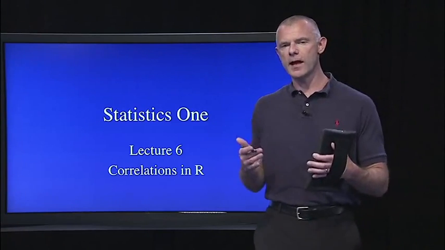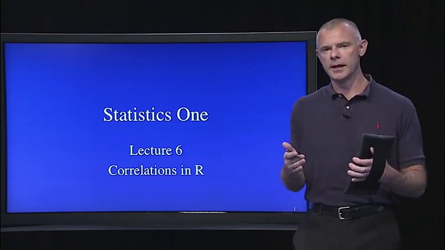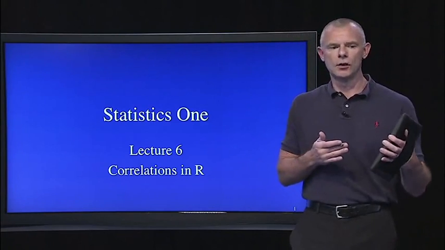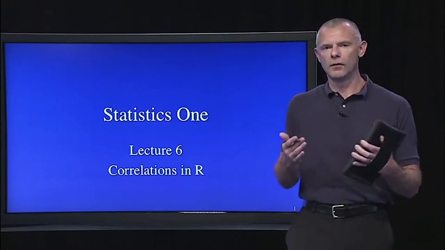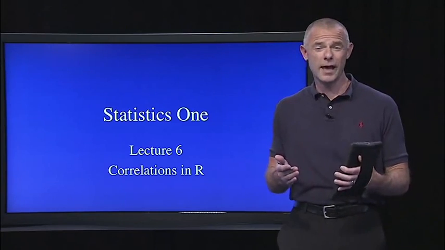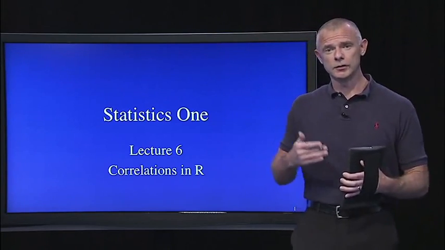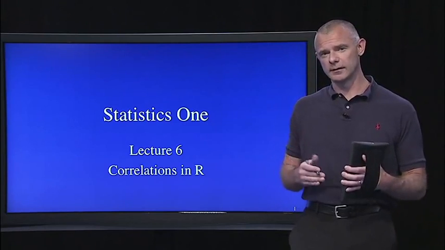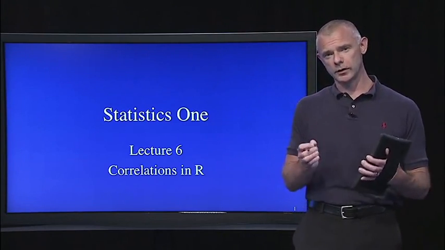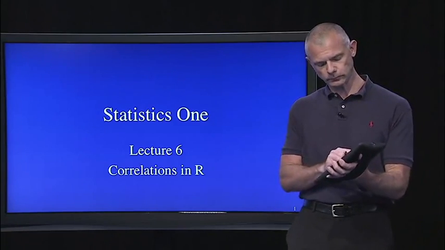And then in Lecture 5, we talked a lot about measurement theory and the idea of testing reliability and validity of our measures. And one way to do that is to look at correlations. So today what we'll do is look at correlation analysis in R. So we'll write a script in R to do some correlations.